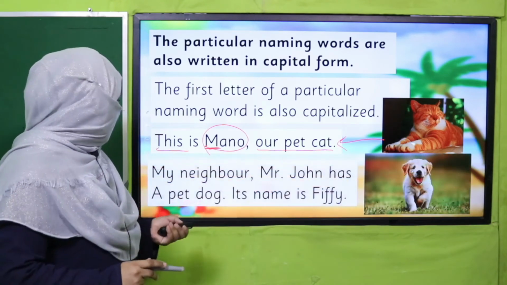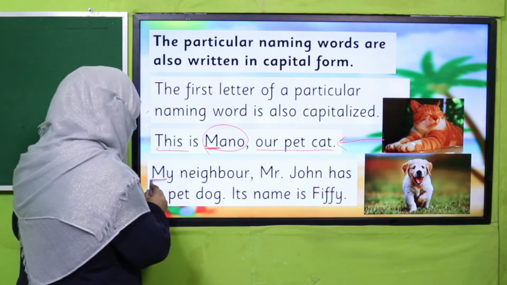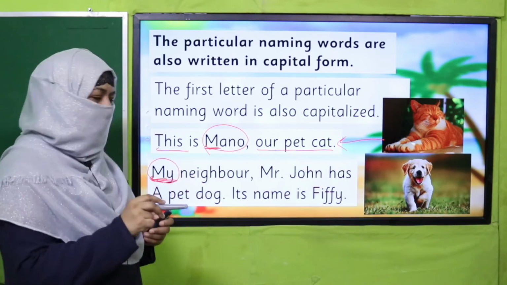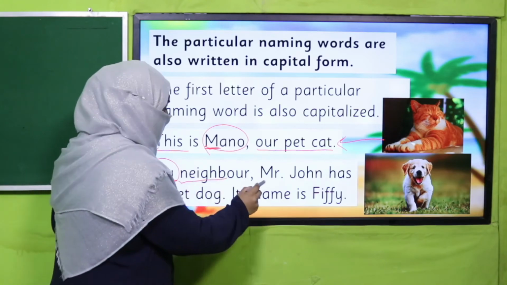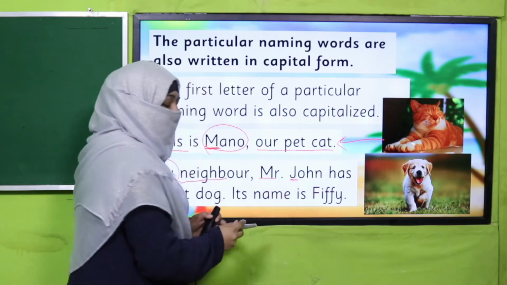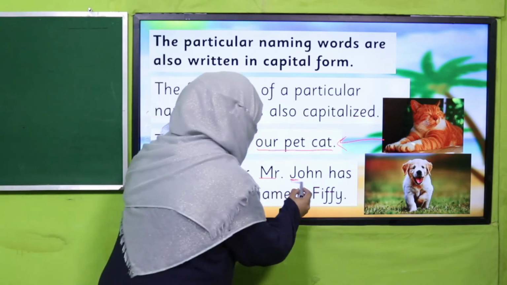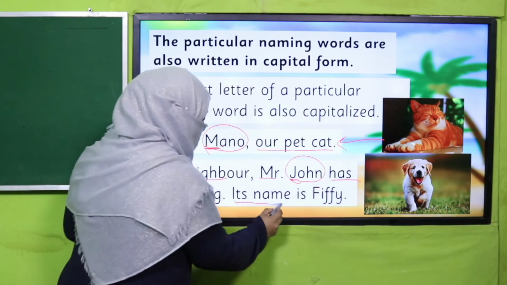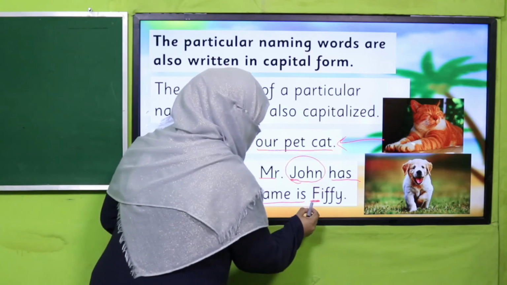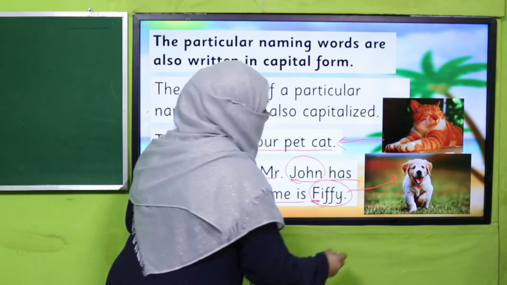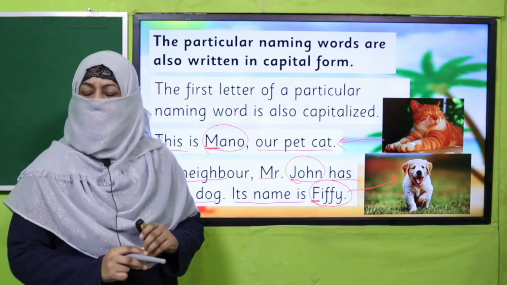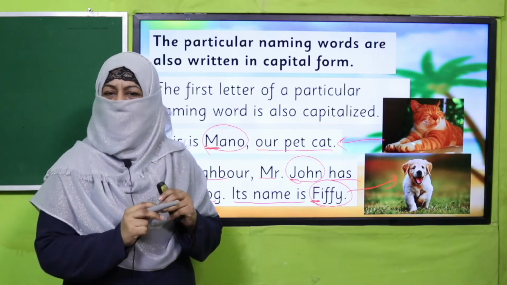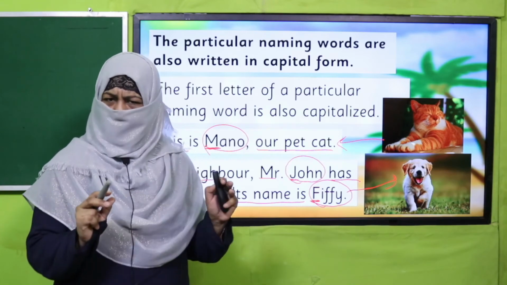The next is my neighbor. Now this M is capital, we know why, because it is the first letter of first word of the sentence. My neighbor Mr. John. Why this J is capital? Because it is a particular name of a person. Mr. John has a pet dog, its name is Fifi. So this is the name of this dog, that's why it's capital. Do you understand? The first letter of the name of a person or a pet or a place is always capital. Are you clear with the concept?